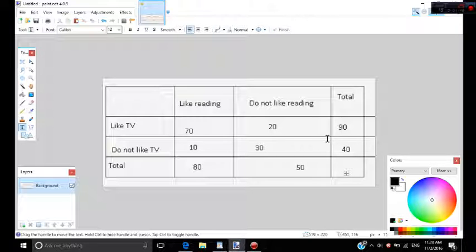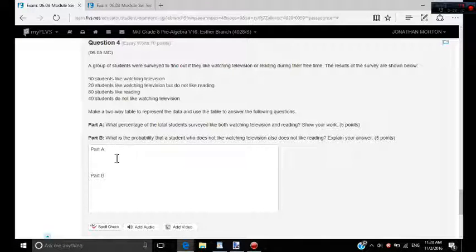And then the total, which would be the amount of students that like TV and do not like TV, is 130, and the amount of students that like reading and do not like reading is also 130. So the total amount of students in this survey is 130, and we know that. So now that the whole table adds up, it's pretty easy to find the answers.